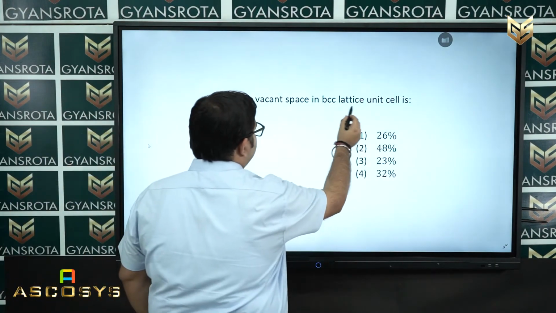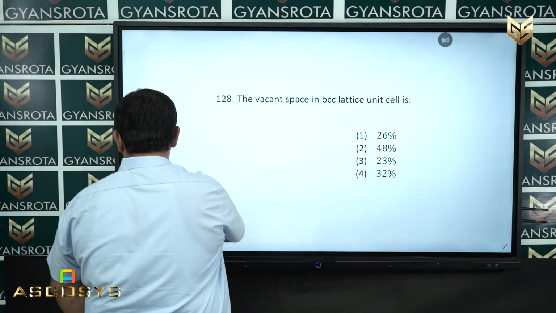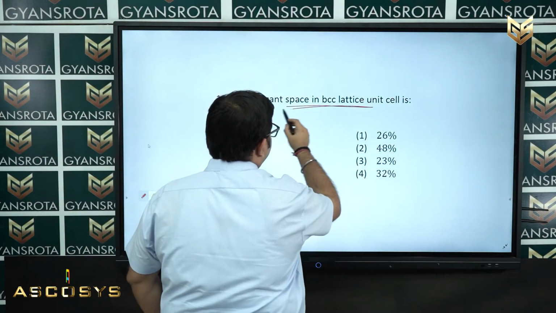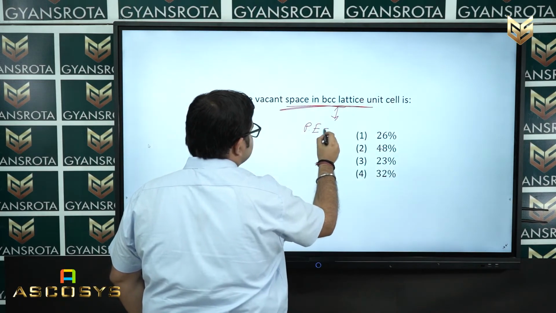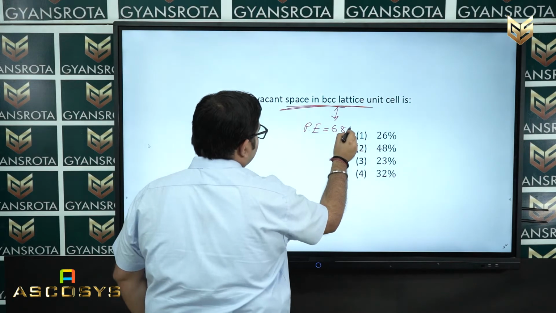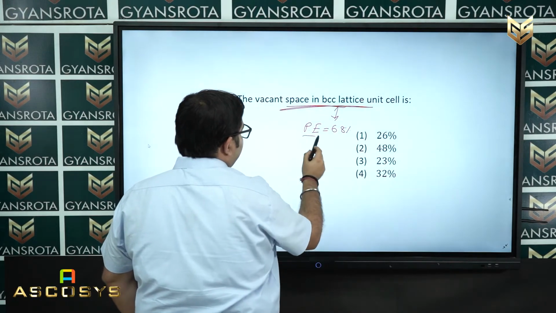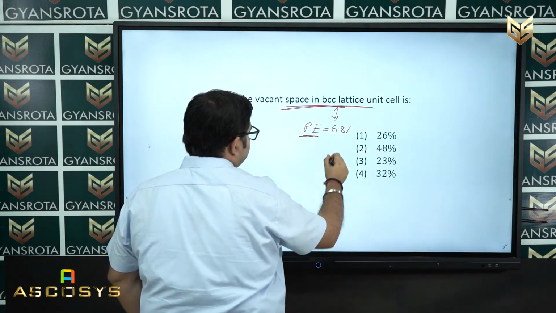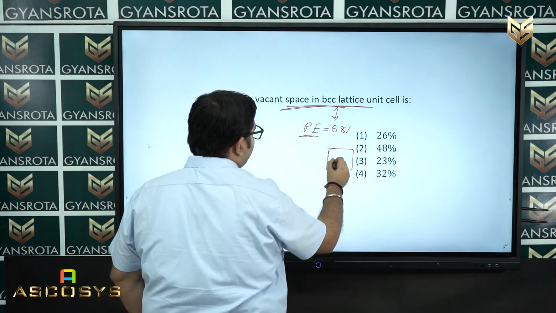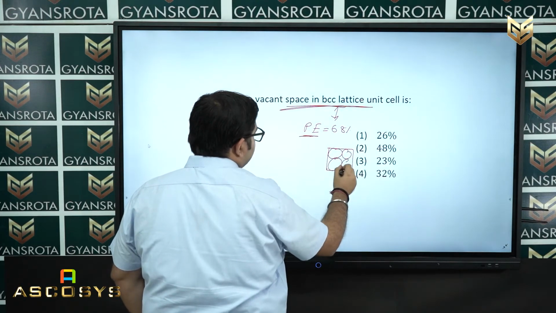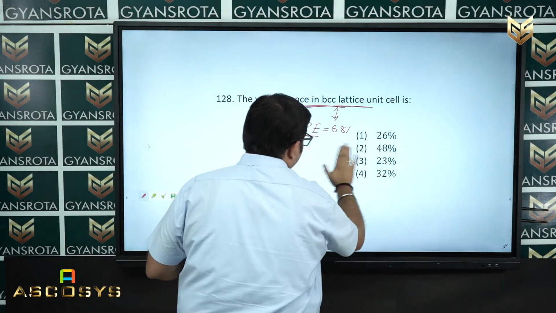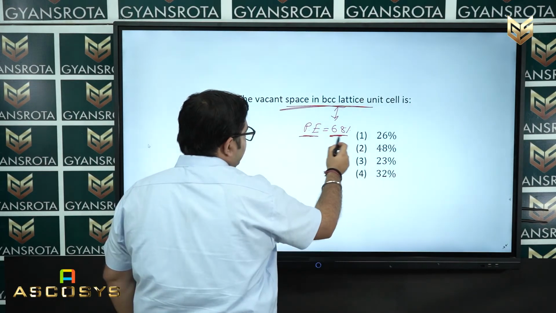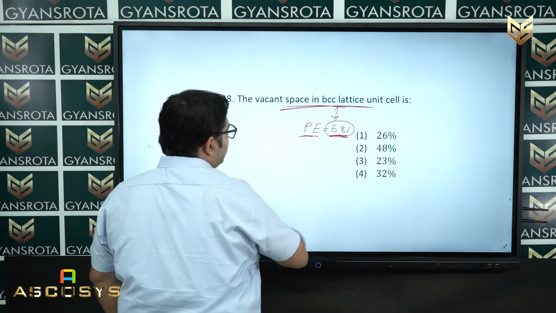So, if you see in BCC lattice, the packing efficiency is 68%, okay. Packing efficiency means the space which is occupied by your atoms, in easiest terminology. This is not the exact definition, but in easiest terminology, okay. So, whatever packing efficiency you are getting here is 68%.